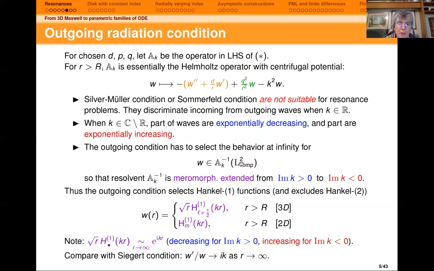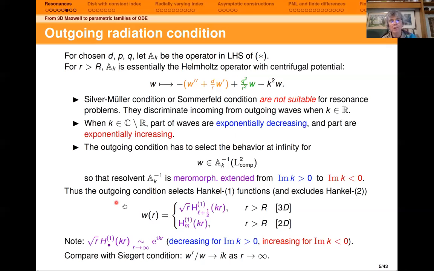With this information at hand, you see that when you are in the upper half plane, among the two possible types of solutions that you have for the free space, you have to choose the one which is bounded and tends to 0. In our case, with this centrifugal potential, it is the Hankel one. So you have to keep Hankel one when you extend to the lower half plane.